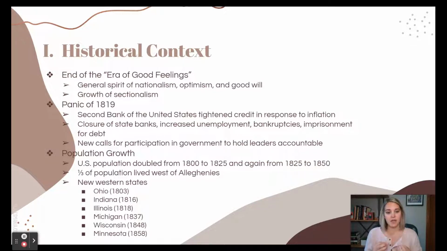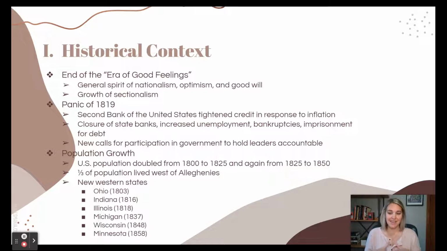Really, this time period is characteristic of Monroe's presidencies. And by the time we get to the election of 1824, the era of good feelings has ended. Part of that process in ending the era of good feelings was the Panic of 1819. What spurred on this panic was when the Second Bank of the United States tightened credit to try to respond to the growing inflation.